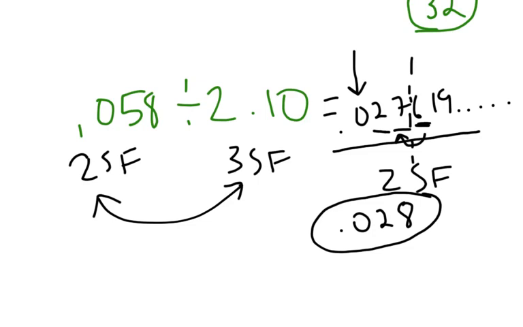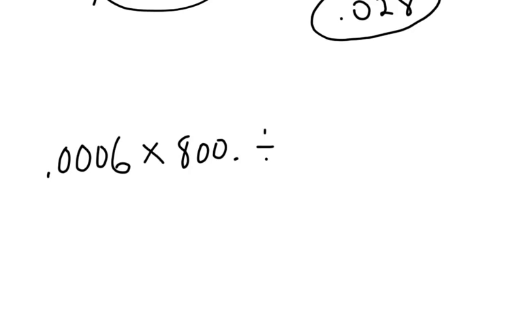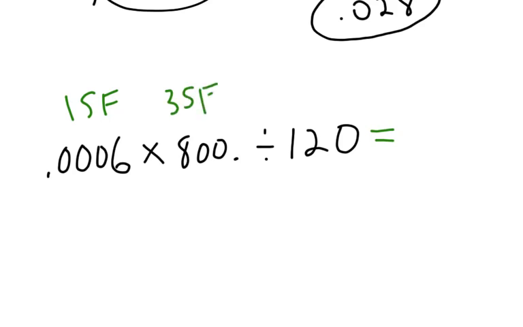Okay, let's take a look at one last problem. That's 0.0006 times 800. divided by 120. Because this is all multiplication and division, we're going to count out the number of sig figs. This first number has 1 sig fig in it because leading zeros do not matter. And the second number actually has 3 sig figs. This is kind of tricky because this period after tells us that we do need to count these zeros as significant. And the third number has 2 sig figs in it.